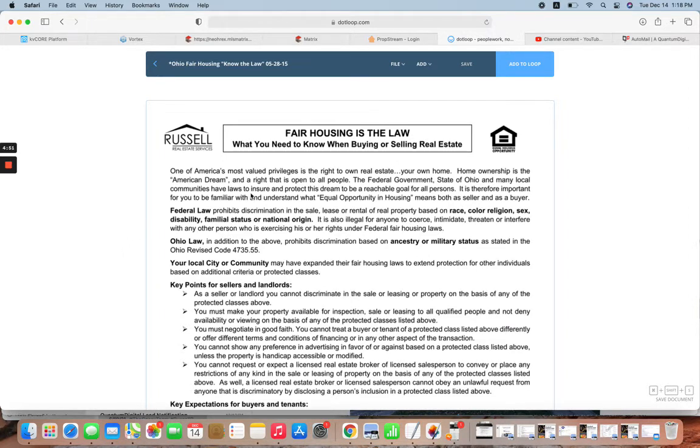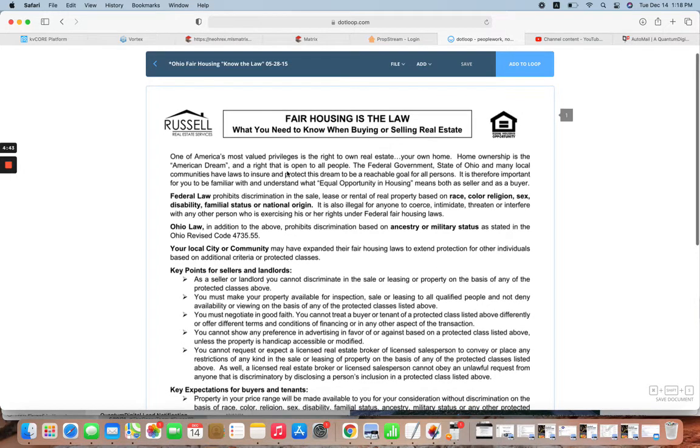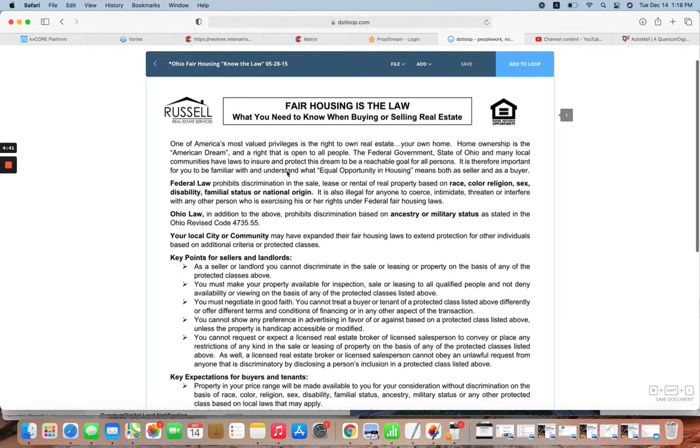And this form right here is just what you need to know when you're buying, selling, or renting real estate. Essentially, what it says is that homeownership is the American dream and that it's a right that should be open to all people. So, the intent here is to provide equal opportunity for everybody and to not allow any discrimination to take place.